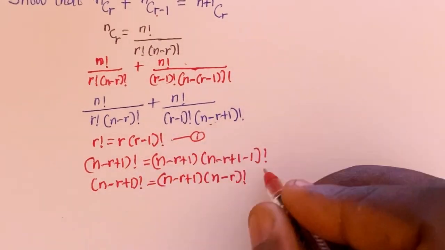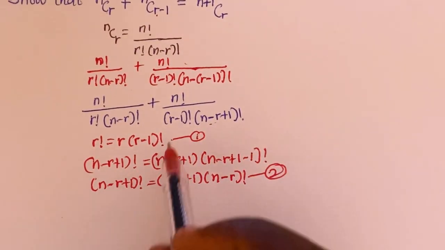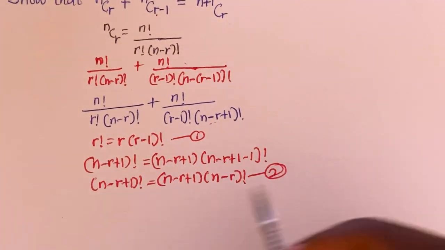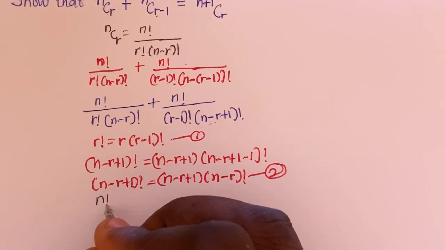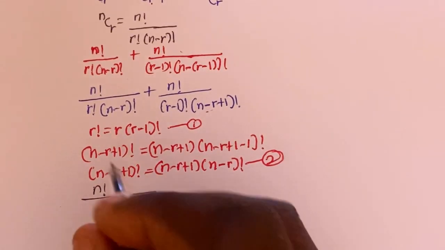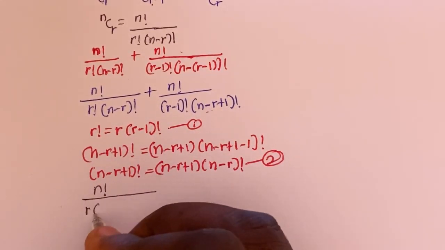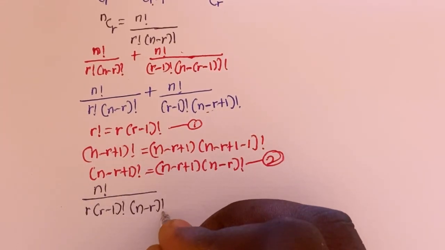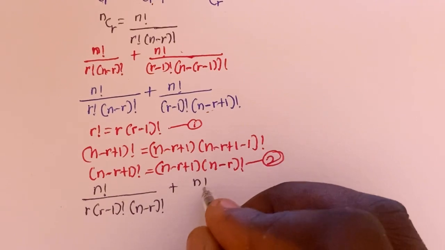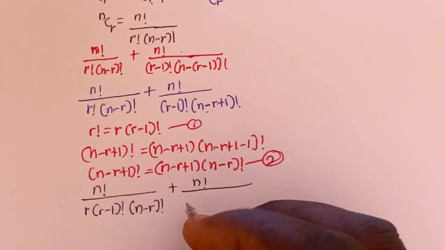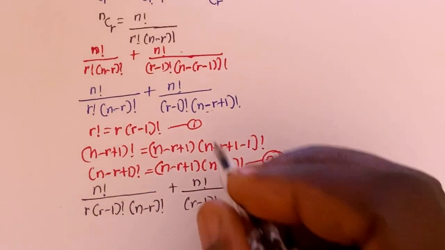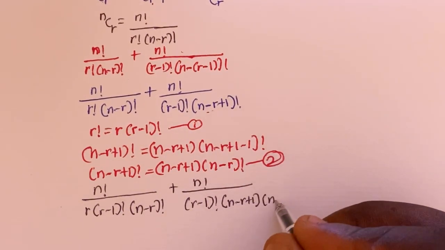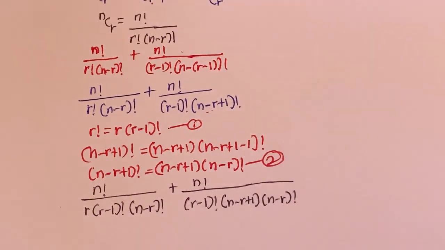These two expressions, I will go ahead and put them here on both sides. So here I'm going to have n factorial divided by r into bracket r minus 1 factorial, open bracket again, n minus r factorial, then plus n factorial divided by, again, r minus 1 factorial, and then n minus r plus 1 and also n minus r factorial. Exactly.